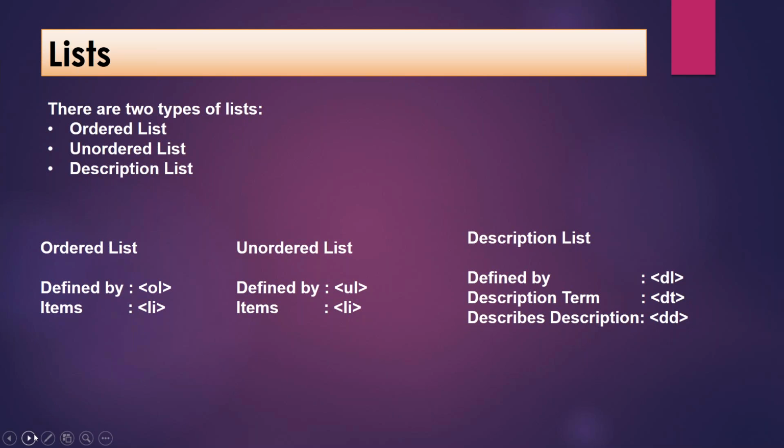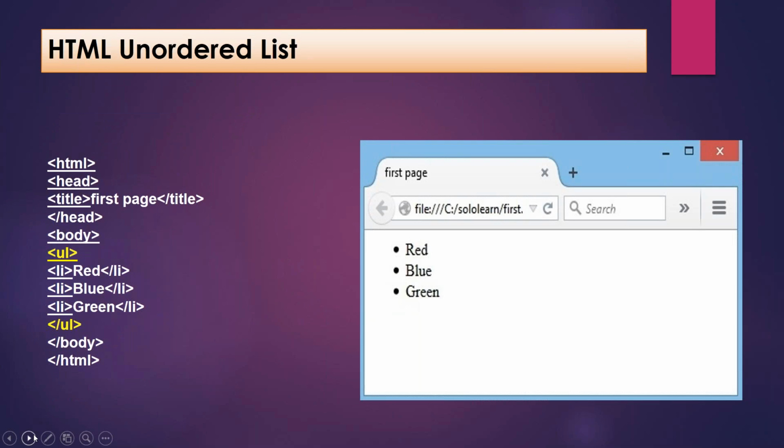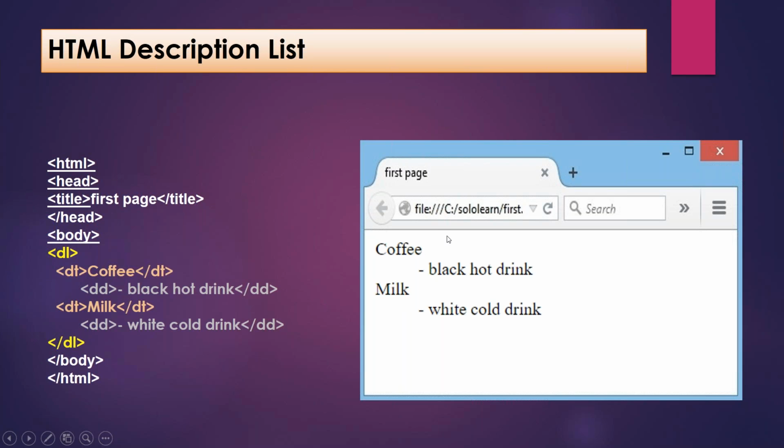So let's see an example for this. Here I'm writing a description list. I am writing the description term as coffee. So what is coffee? They say it is a black hot drink. And what is milk? They give the description for milk as white cold drink. So they are writing what coffee is according to their terms and what milk is according to their terms. Now let's do this practically.